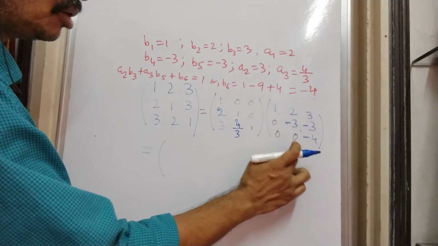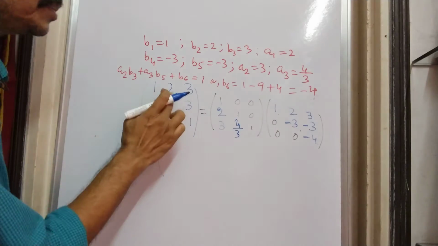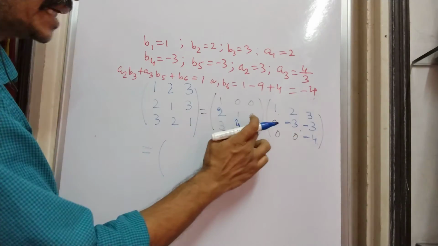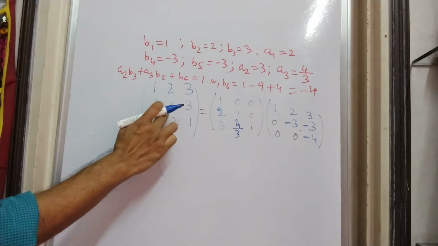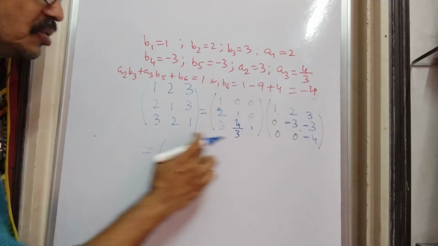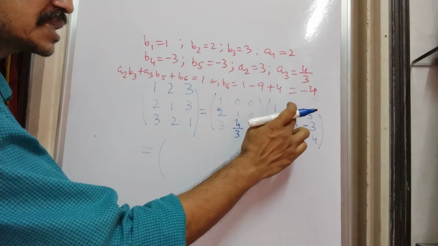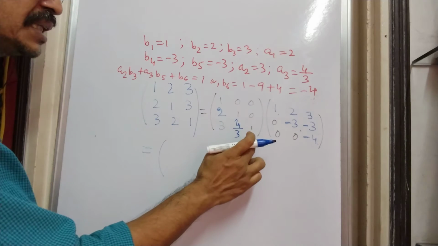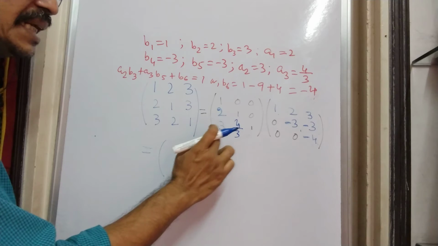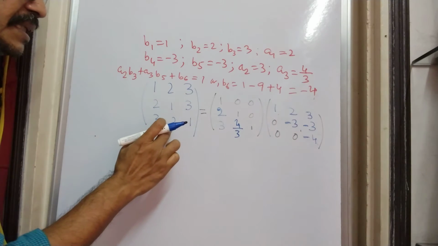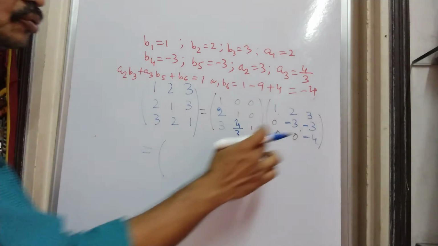Then this second column into first row gives 2 into 1, 0, 0 gives 2. Second column into second row, 2 2s are 4 minus 3, 0 0 0 gives this element, a 2 2 element. Second column, second row. This is a 3 2 element. So we must multiply second column with third row. So 2 3s are 6 minus 4 and it is 2. So this column matches. Then we move on to the third column.